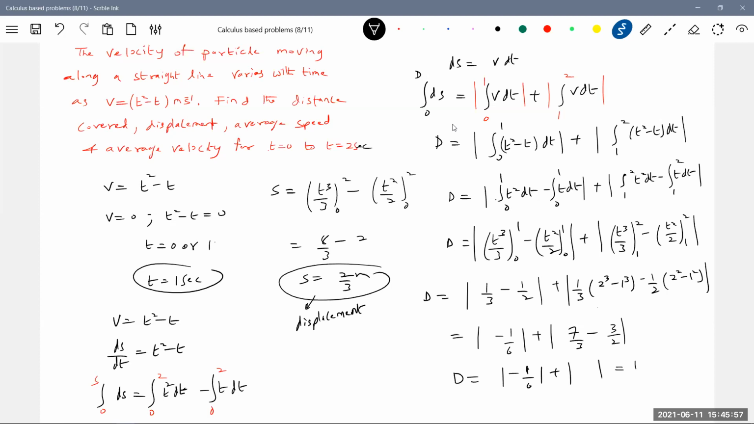Okay, this will be mod value how much? Second mod value? 5 by 6, sir. 5 by 6. 1 meter. Before it was coming less than displacement, sir. 0.5 means, yeah, okay, fine. So now you see the distance covered. This will be the distance covered.